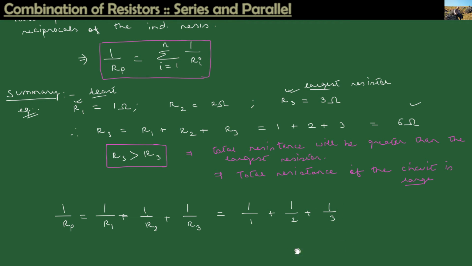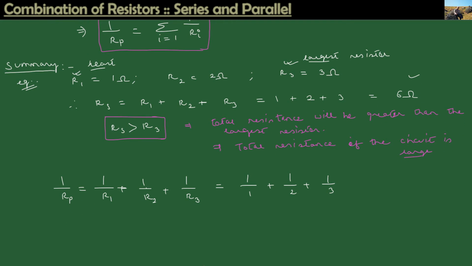From here we do the usual mathematical analysis, whereby we have to take the LCM. The LCM of 1, 2 and 3 is 6. Over here, 1 divides 6 to give 6, 2 divides 6 to give 3, and 3 divides 6 to give 2. So 6 plus 3 plus 2 gives 11, so this value gives 11 by 6.